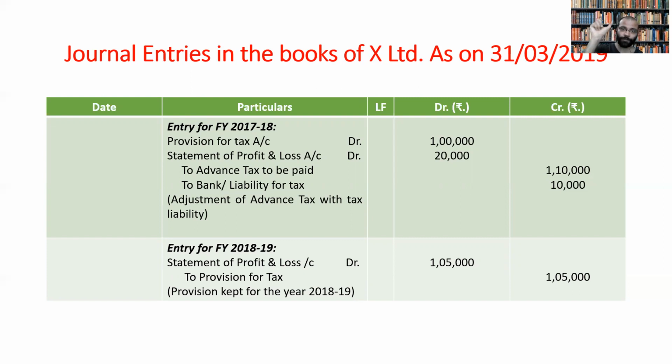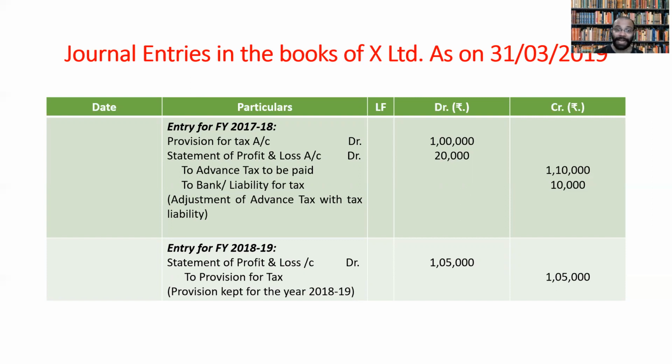So provision for tax account debit, the provision is 1 lakh given in the question. Statement of profit and loss account debit, which is 20,000, which we found as an additional provision, isn't it? To advance tax to be paid. How much is the tax addition? That is advance tax, which is given in the question, it is 1,10,000. That you're right.